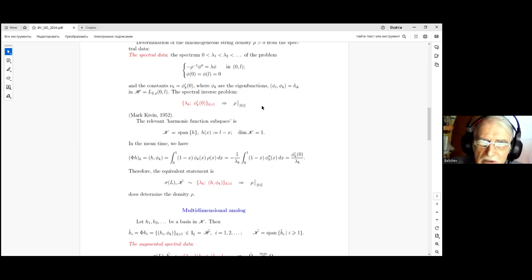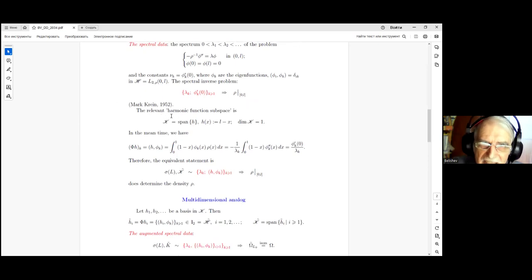And now, in this case, what is the relevant harmonic function subspace? It is just one-dimensional for this problem. The role of the harmonic subspace is played by the span of a linear function.